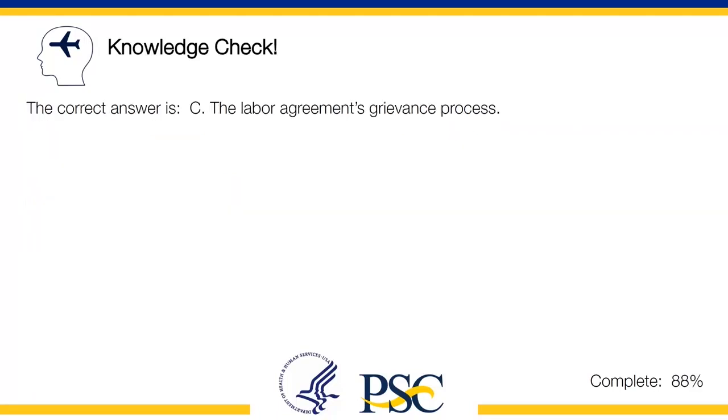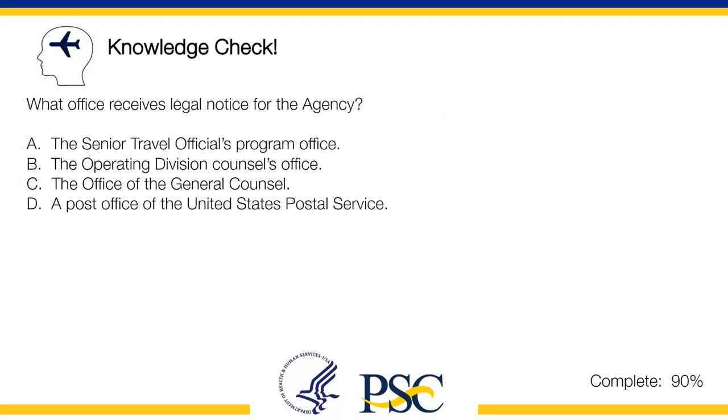The correct answer is C. The Labor Agreements Grievance Process. What office receives legal notice for the agency? A. The Senior Travel Officials Program Office. B. The Operating Division Counsel's Office. C. The Office of the General Counsel. D. A Post Office of the United States Postal Service. Pause the video, consider your response, and then resume to learn the answer.